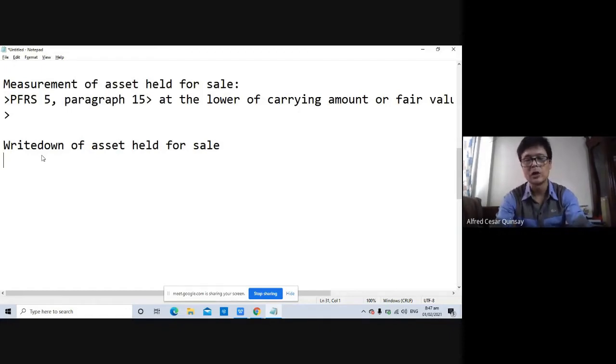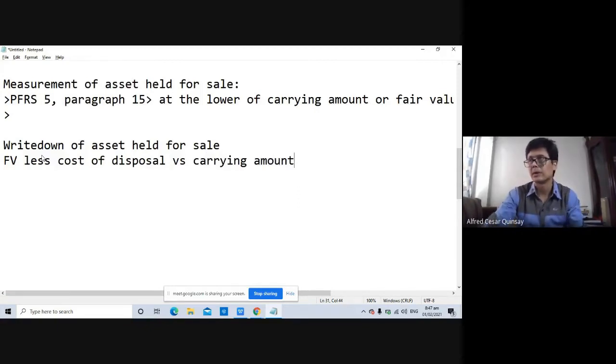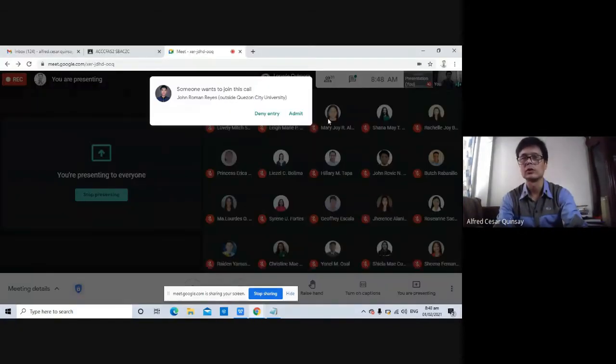So ibig sabihin nito, pagkukumparahin natin yung fair value less cost of disposal versus yung carrying amount. Alam mo yung carrying amount, di ba? Yung cost ng asset, halimbawa 500,000, tapos let's say after 3 years nag-depreciate siya, mga 400,000, versus yung fair value.